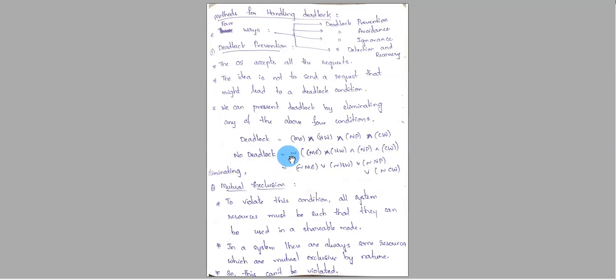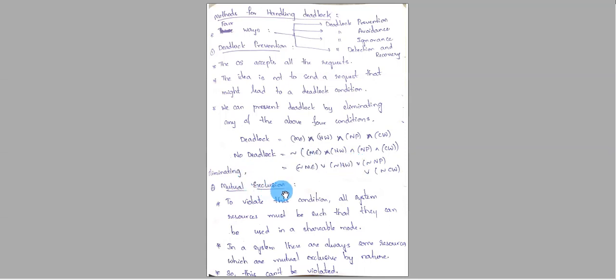So no deadlock means negation of this. Negation of this means negation of ME, no mutual exclusion, or no hold and wait, or no preemption, or no circular wait. If any one of these happens, then we can say that deadlock is prevented.